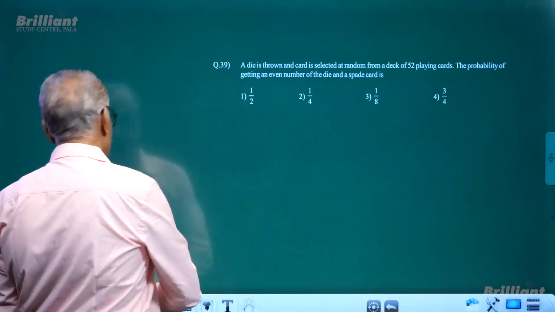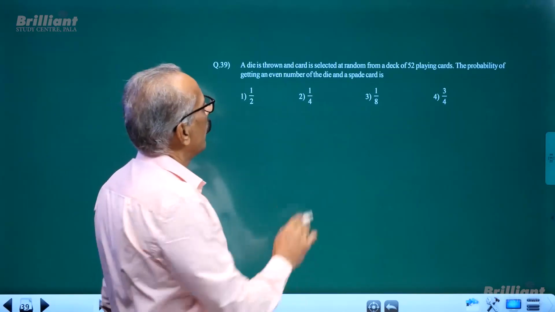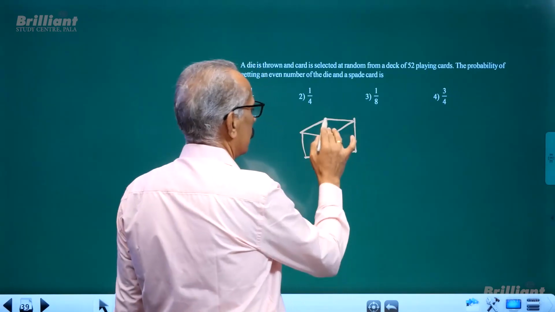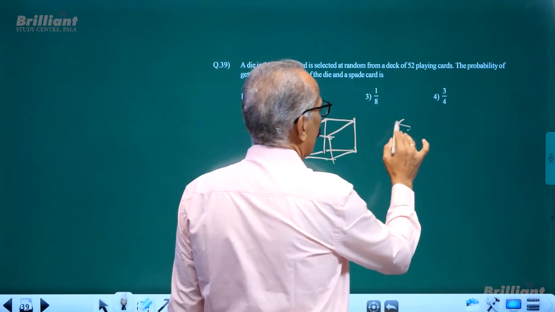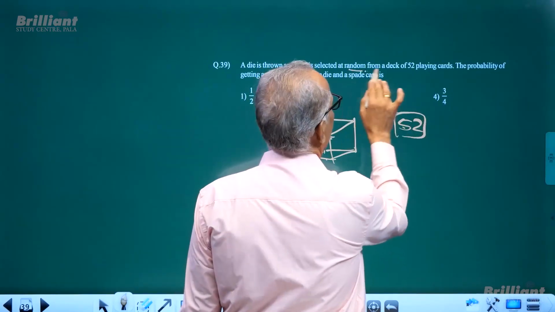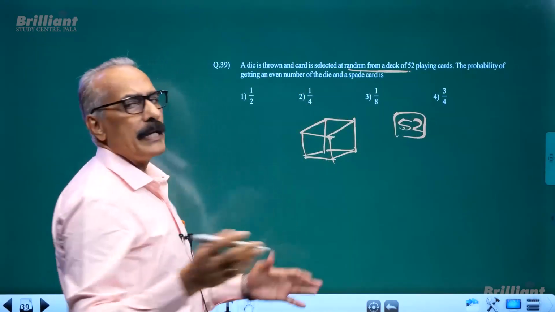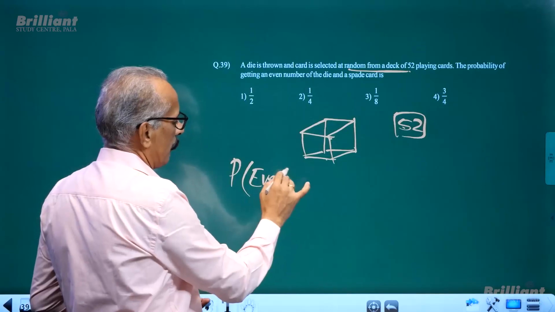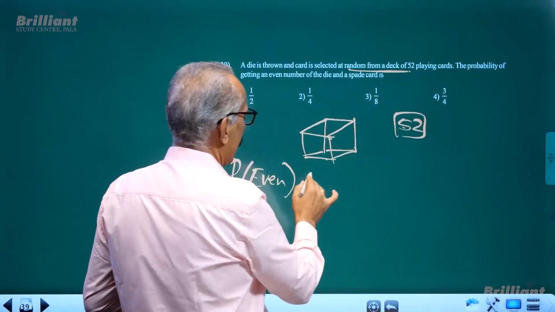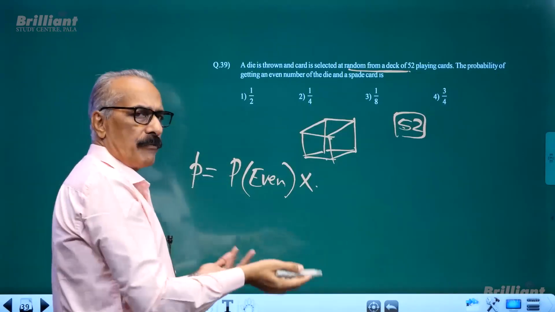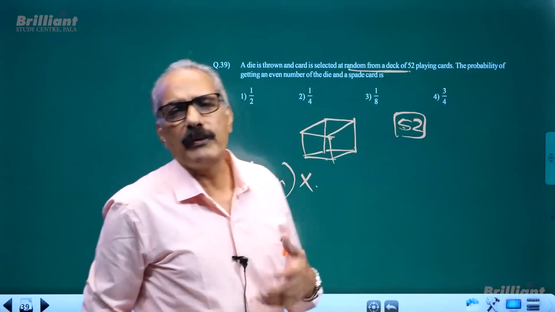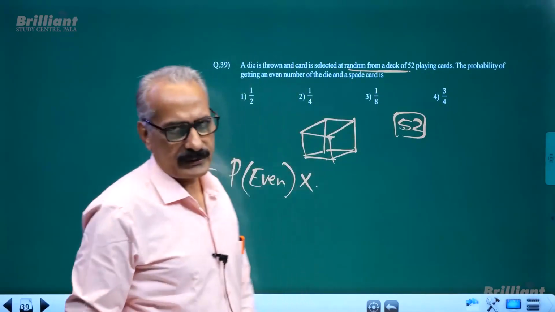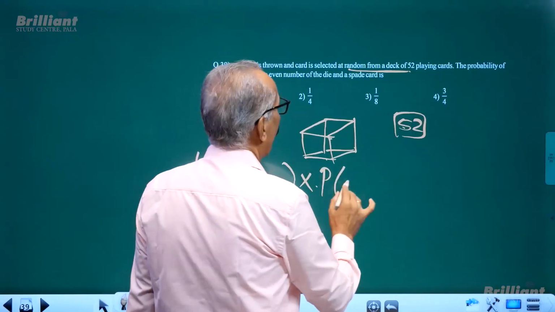On to the next question. A die is thrown and a card, that means a die as well as a card. Then from a deck of 52 cards, a card is also selected at random. They are all independent definitely. Probability of even number on the die and a spade. The required probability will be probability of even on the die, because the occurrence of even on the die is not at all affected by the occurrence of anything on the deck of cards. That's why they are independent. Into probability of spade.